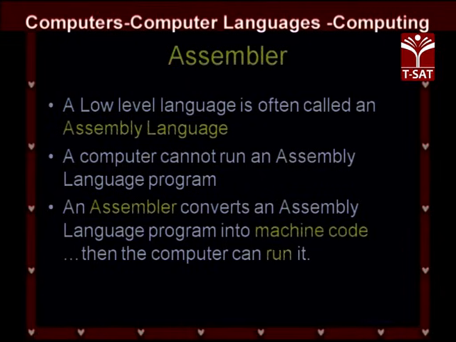The question may ask, what is an assembler? Low level language is often called assembly language. A computer can convert all low level languages to machine language using this assembler. Using this assembler we can convert all assembly language into machine code. It's a converter, used to convert all assembly level language to machine code.